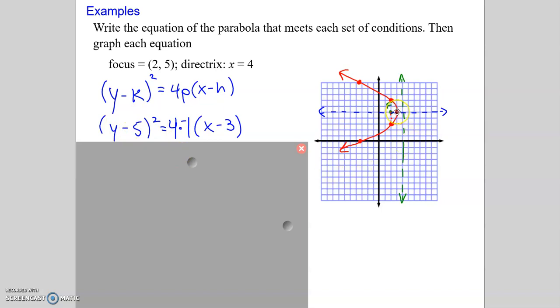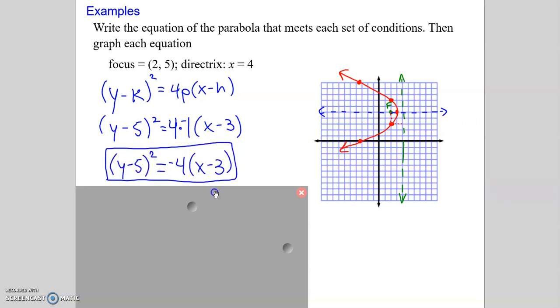And then the distance from the vertex to the focus, you can see from this diagram, is 1. And because it's going to the left, it's going to be a negative 1. So all I have to do is plug in a negative 1 there. And there's the equation in standard form.